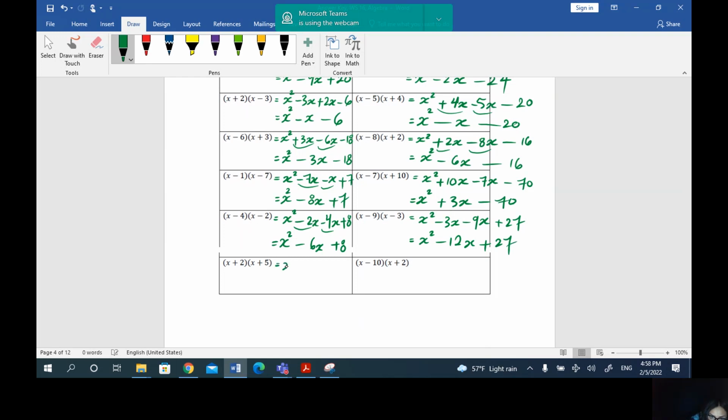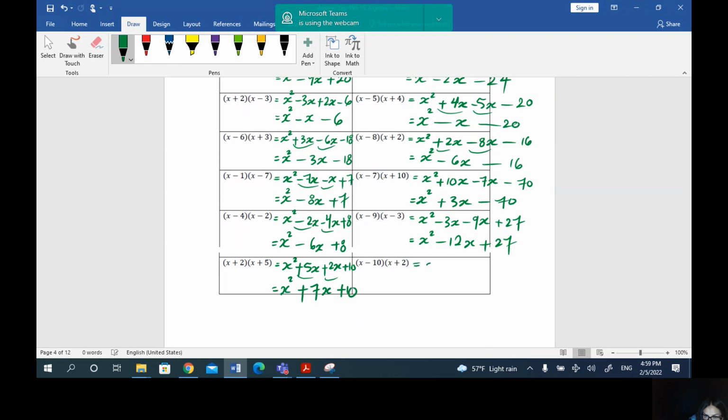X times x, x squared. X times 5 is plus 5x. 2 times x is plus 2x. 2 times 5 is plus 10. Let's collect like terms. X squared, 5 and 2 is plus 7x, plus 10.